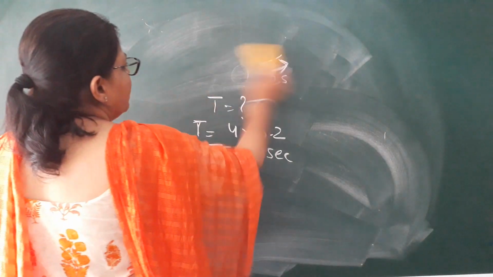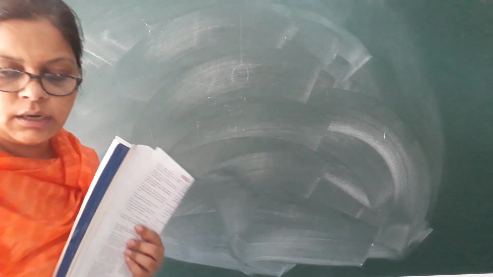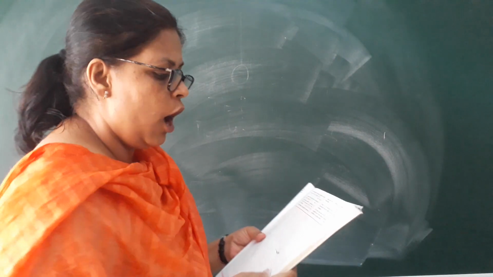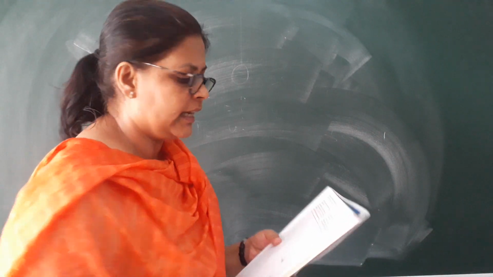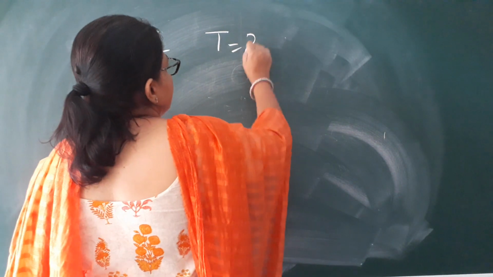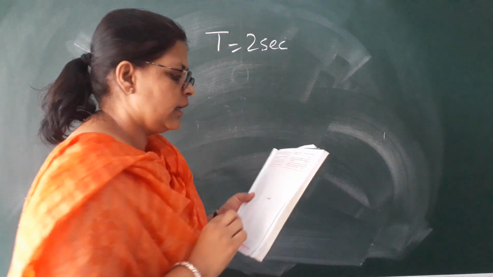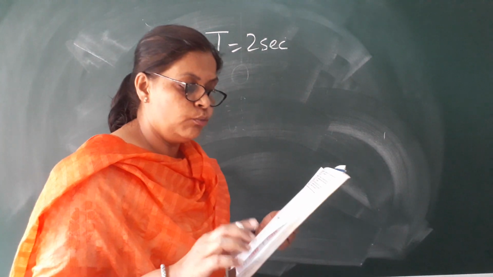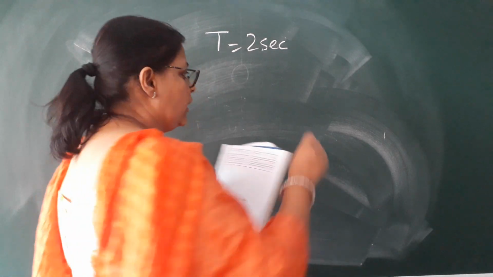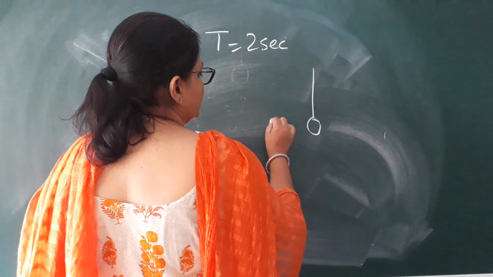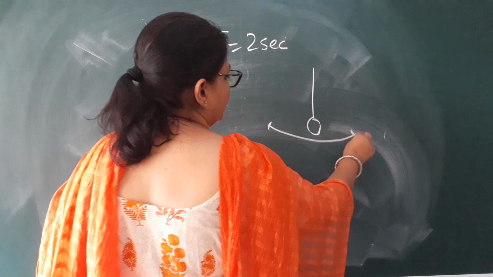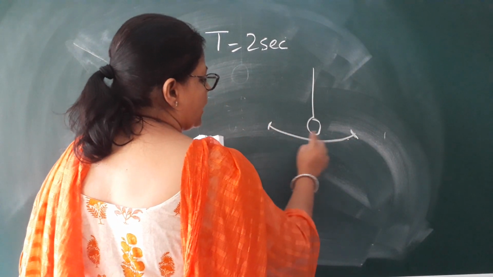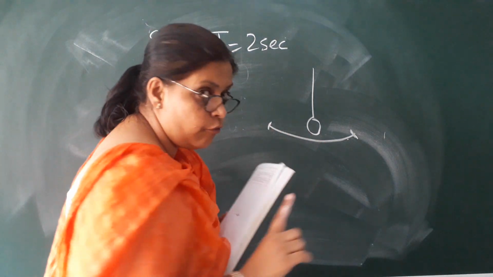And the last numerical now, children, we work out the last numerical. In the last numerical, they have said: how much time does the bob of a second pendulum take to move from one extreme to the other extreme? They have said it's a second pendulum, so the time period is 2 seconds. From one extreme to the other extreme it is actually equal to half oscillation.